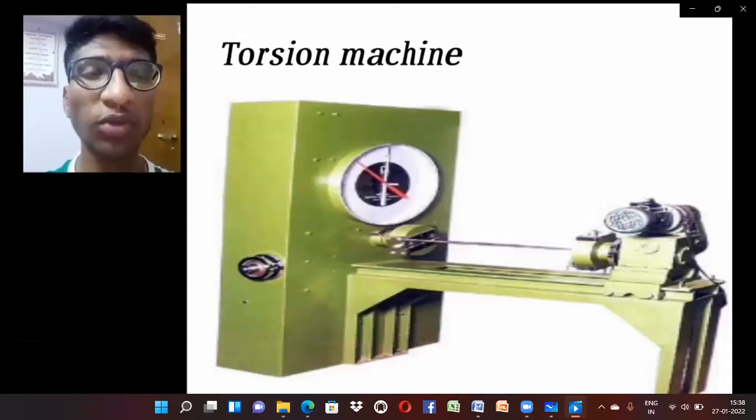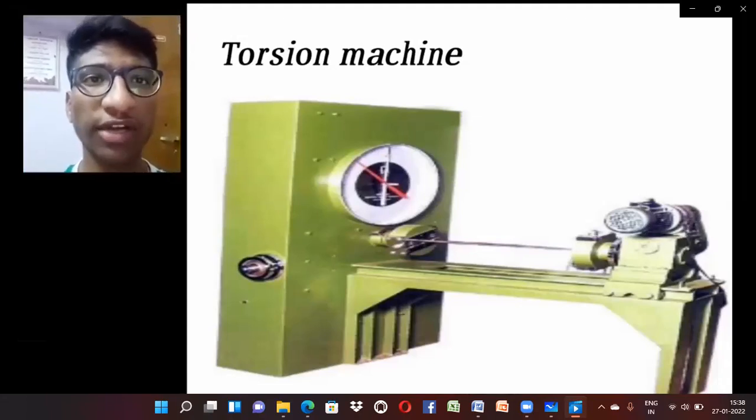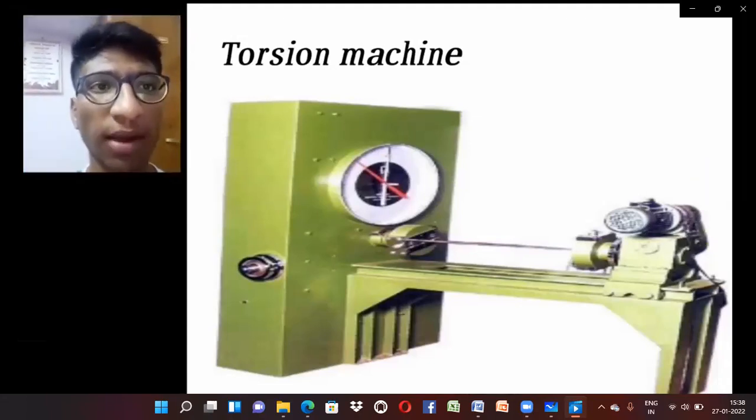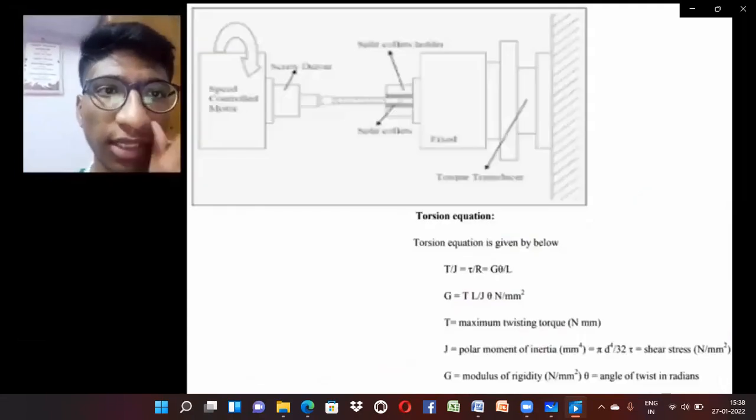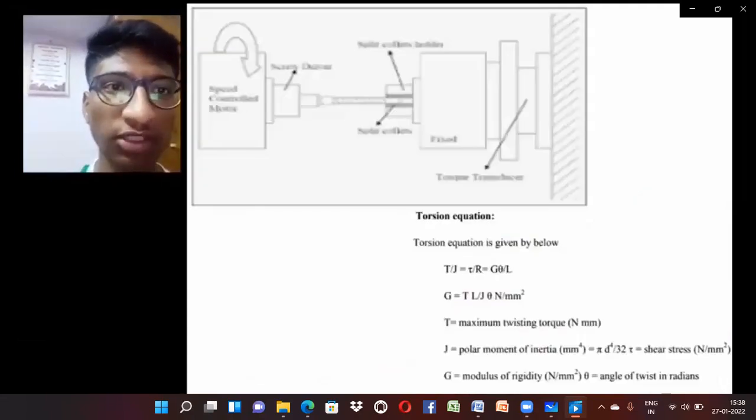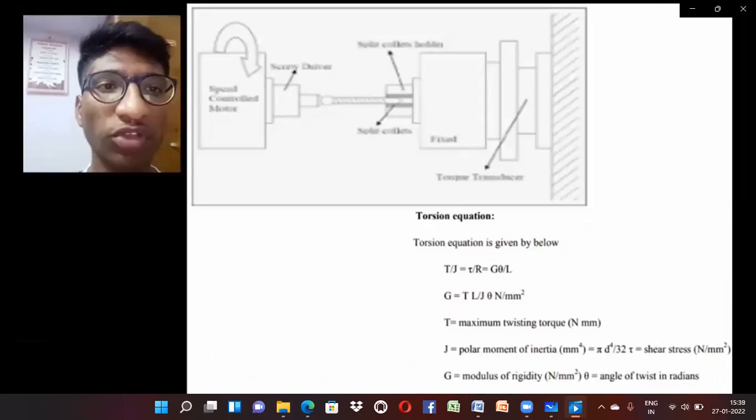So how do we find the rigidity modulus, friends? We will go back. We have one equation, that is T by J is equal to tau by R is equal to G theta by L. So G is the factor we are finding. T means torque, the maximum twisting force.